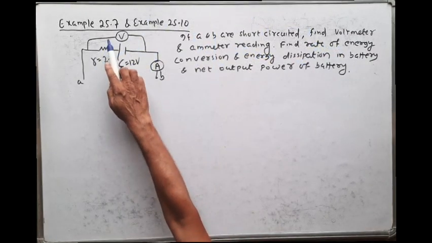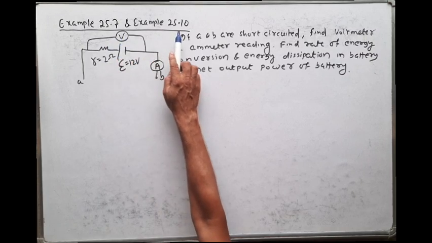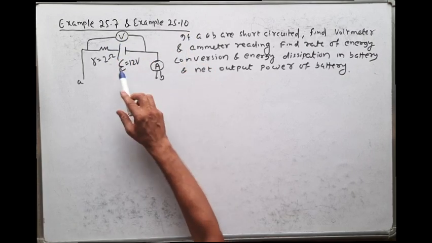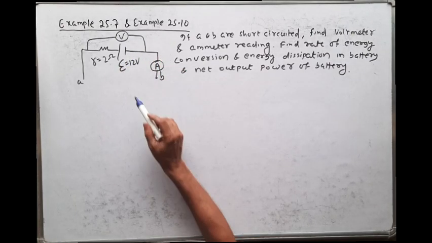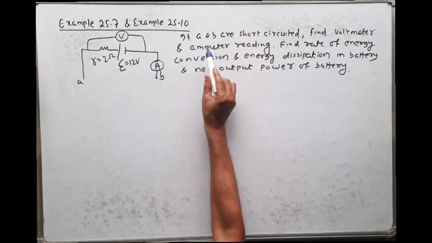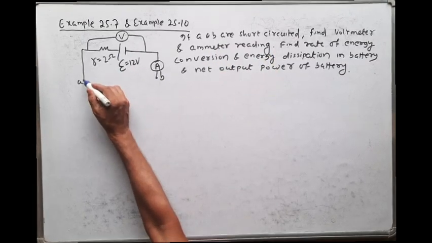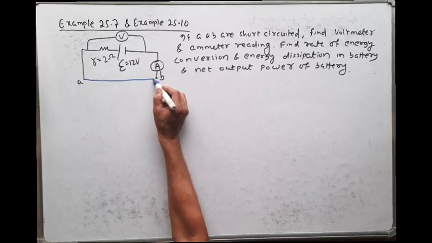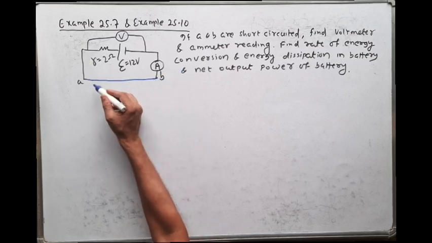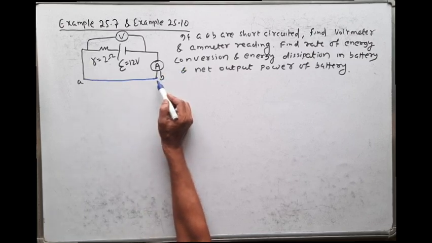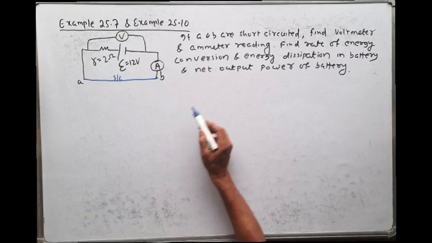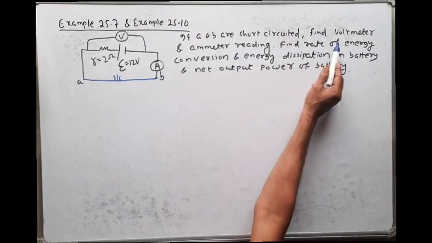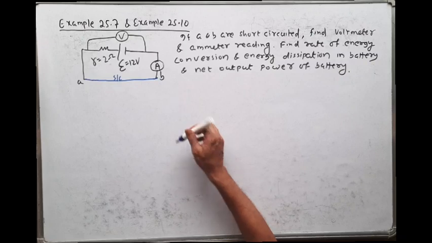Now let us solve example 25.7 and example 25.10. So here we are combining the two examples because this is a common circuit. So here you see in this circuit, if A and B are short circuited, you see this is A terminal, this is B terminal. I am short circuiting this A and B terminal. That means I am connecting this A and B by a wire without any resistance. So this is called short circuited between A and B terminal. In this case, you have to find what is the voltmeter reading and what is the ammeter reading.